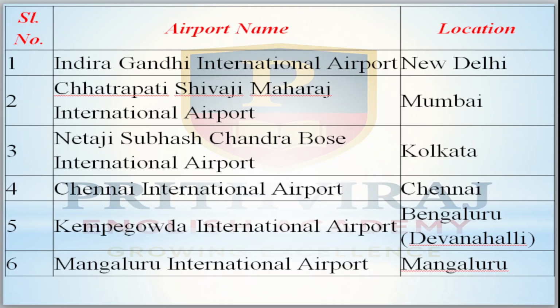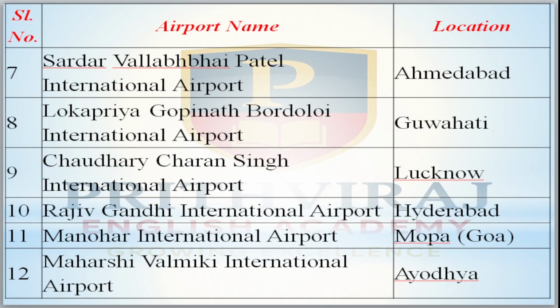Sardar Vallabhbhai Patel International Airport is in Ahmedabad of Gujarat. Then Lokpriya Gopinath Bordoloi International Airport is in Guwahati of Assam. Chaudhary Charan Singh International Airport is in Lucknow. Lucknow means Uttar Pradesh. Rajiv Gandhi International Airport is in Hyderabad. Manohar International Airport is in Mopa of Goa. Maharshi Valmiki International Airport is in Ayodhya. Now by this one we have completed transportation.